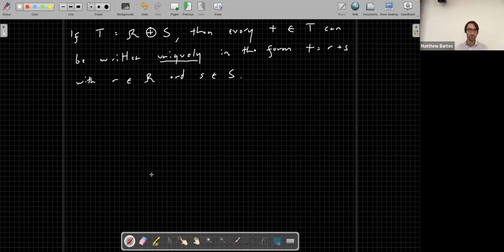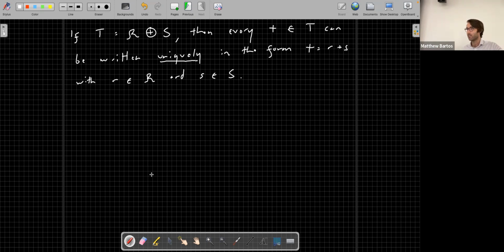In other words, if they're complements of each other, then every vector in our vector space can be written as a unique linear combination of a vector from our subspace R and from our subspace S. So in other words, we've partitioned the vector space T into two complements of one another that span the entire vector space T.